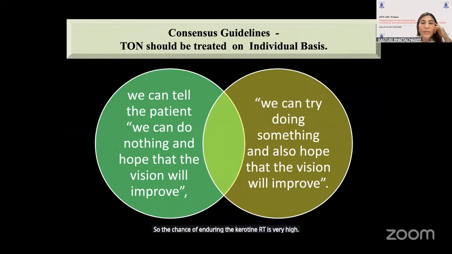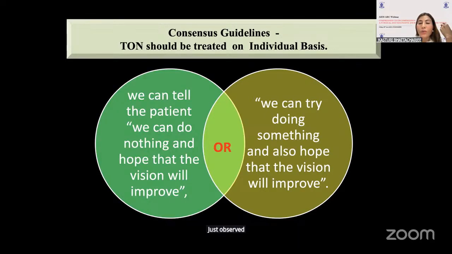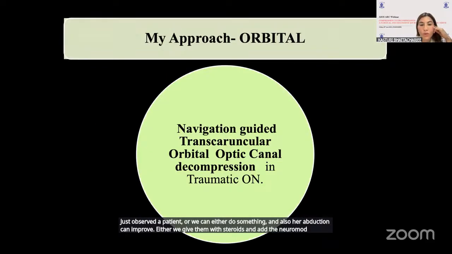So what are the guidelines? They say that we can tell the patient that we can do nothing and hope that the vision will improve. Just observe the patient, or we can do something and also hope that the vision can improve. Either we give them steroids and other neuromodulators, or we can go for surgery.